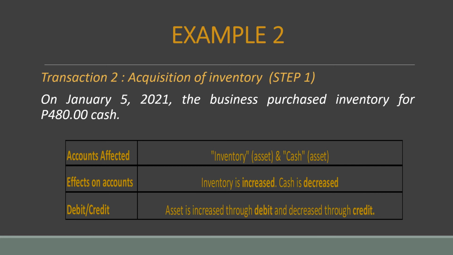Next, ano yung accounts affected ng transactions? Since nag-purchase ng inventory, ibig sabihin, inventory is one of the accounts that is affected by the transactions. And then, dahil sa pagbili ng inventory, nagbayad ng cash, 480 cash. So, ibig sabihin, inventory and cash is the two accounts na affected ng transactions na yan.